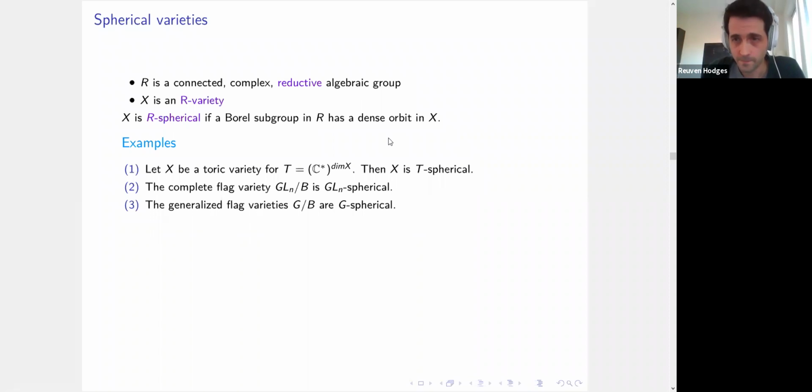And so you should think of spherical varieties as being a generalization of toric varieties that have at least some of the nice combinatorial structure that toric varieties have.